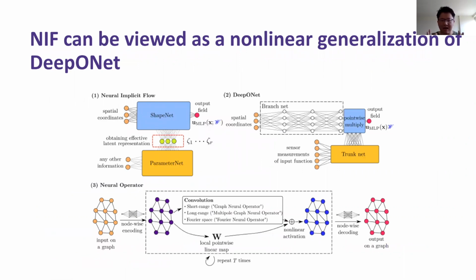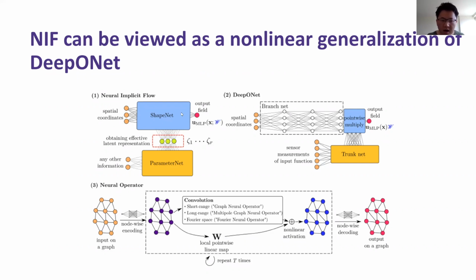This is probably the last slide about the architecture argument. So the NIF can be viewed as a nonlinear generalization of DeepNet. DeepNet is a very famous work. I think it was first published online on arXiv in October 2019 from George Karniadakis's group at Brown University. DeepNet basically contains 2 networks: one is the trunk net, the other is called the branch net.